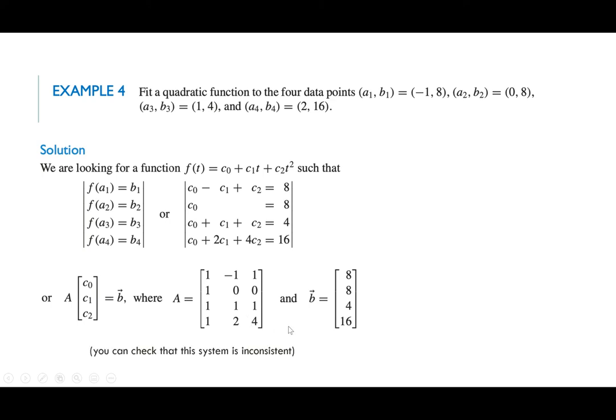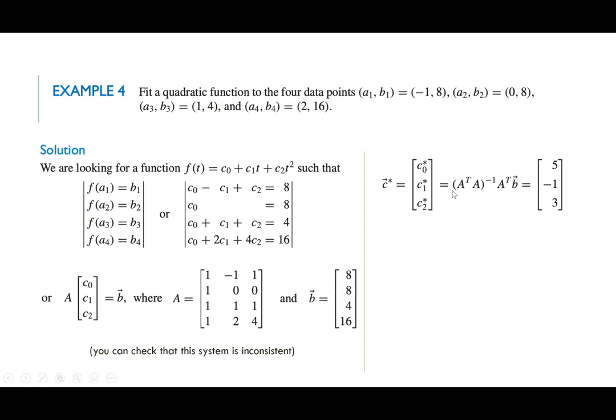And you can check that this system actually is inconsistent. So we can't find a quadratic function that fits all 4 of these points, that goes through all 4 of the points. But don't give up. Remember, close only works in horseshoes, hand grenades, and least squares. So what we do is we say, all right, well, we can't solve this, but let's find the coefficients C0 star, C1 star, C2 star that get us as close to fitting these data points as possible.